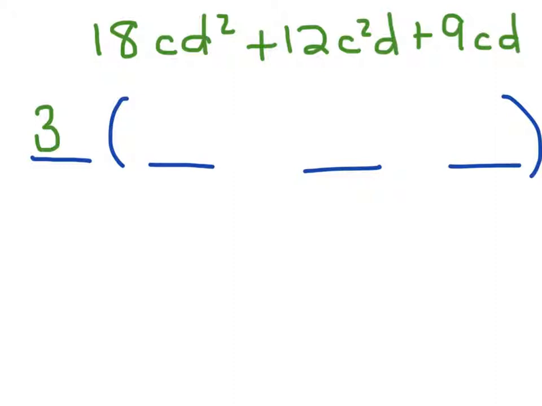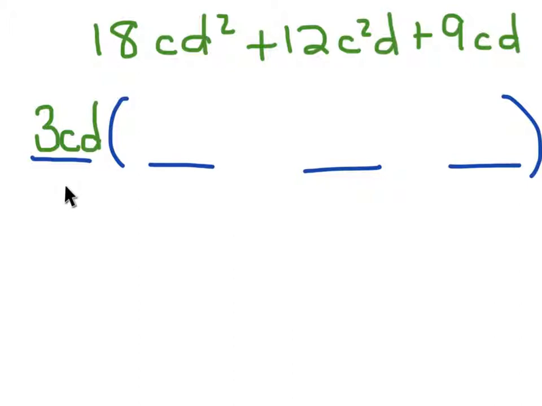We also need to look at what letters we have in common. This one has a C, this one has a C squared, this one has a C. So they all have at least one C. This one has a D squared, this one has a D, and this one has a D. So they all have at least one D.